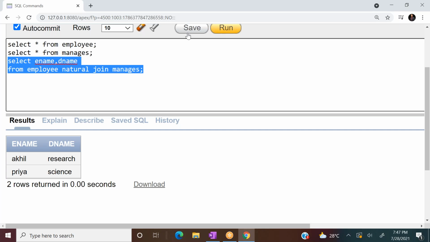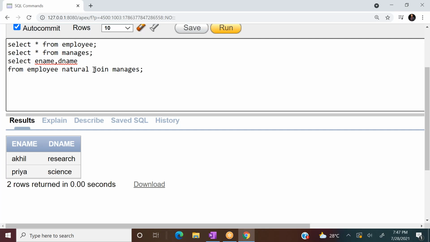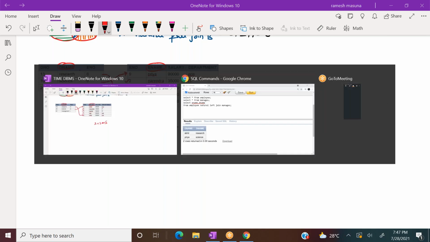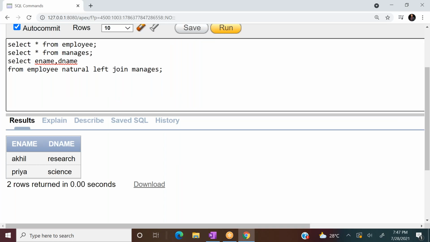Okay. Now, if I wanted to write natural left join, employee is there in the left side. So along with 2 records, I have to get all non-matching records in the left side, employee. In the query, I have written left side employee. So all non-matchings of employee should be in the output, plus 3. Totally 5 records should be there. Means it has to display Priya is managing science and Akhil is managing research and Narendra, Karthik and Teja are not managing any departments. Look at here, I have written natural left join.